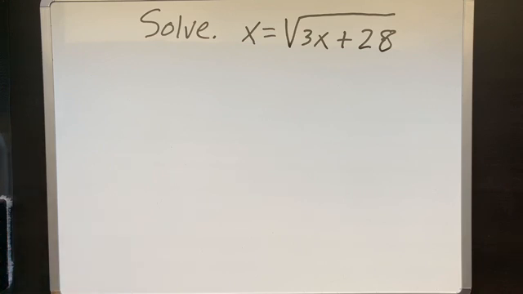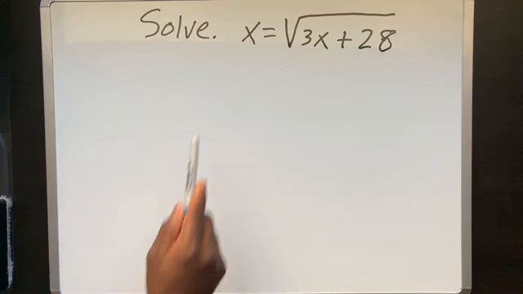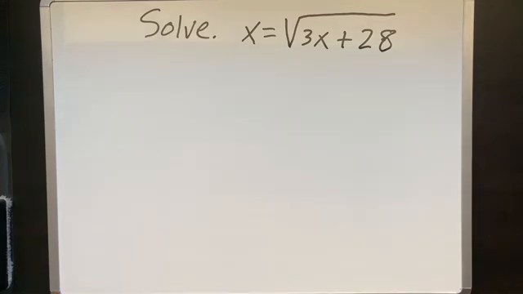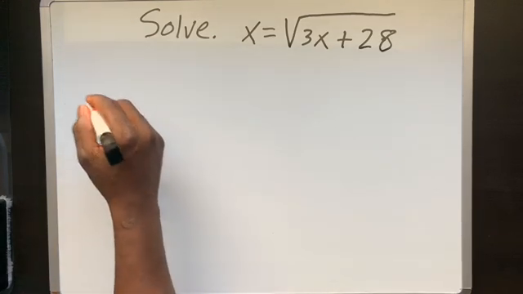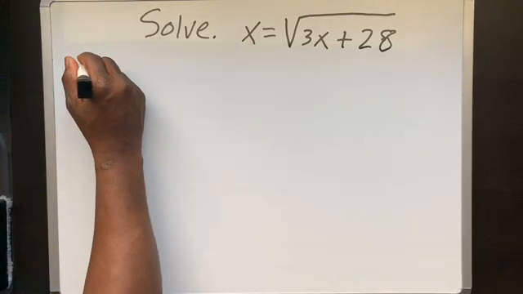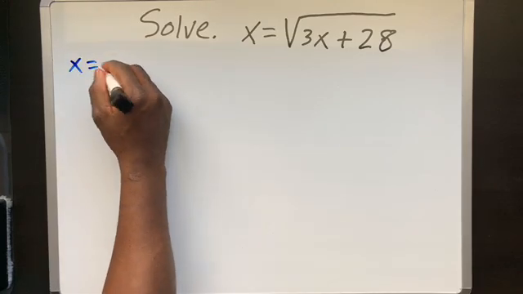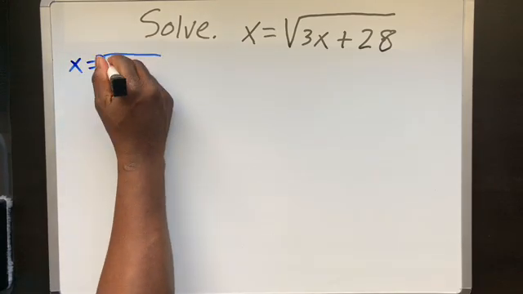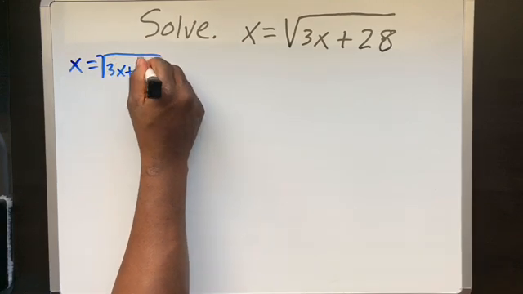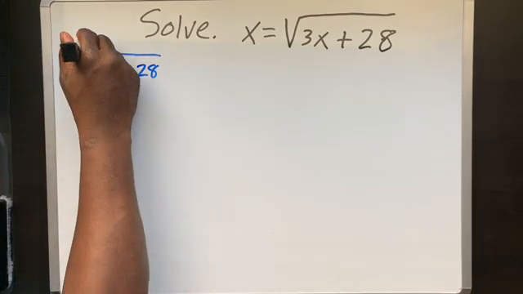Now, whenever you are solving a radical equation and you have a variable on both sides, remember we're solving for x, the first thing you do is square both sides so that you can get rid of the radical symbol. Let's go ahead and do that. So we're going to rewrite this again as x equals the square root of 3 times x plus 28, and we're going to square both sides.